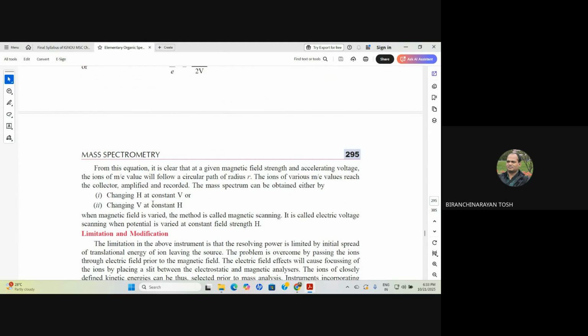So when the magnetic field is varied, the method is called magnetic scanning, and when the electric potential is varied, it is called electric scanning, or electric voltage scanning.